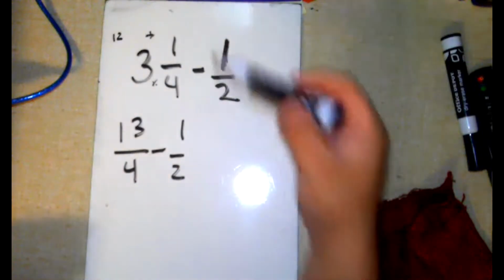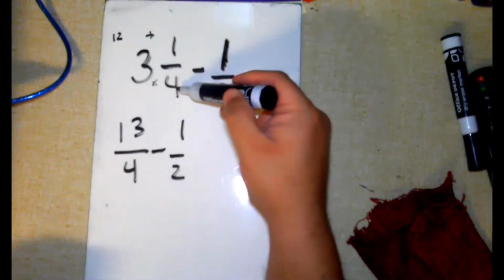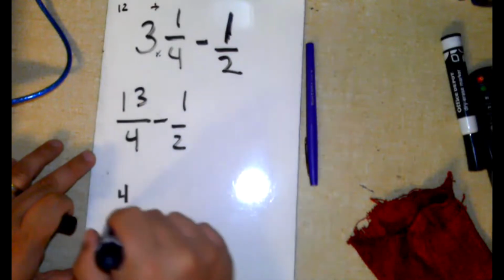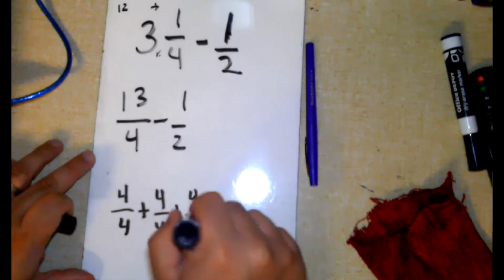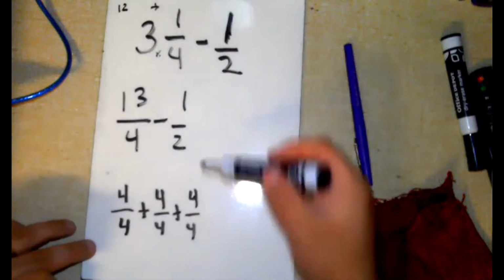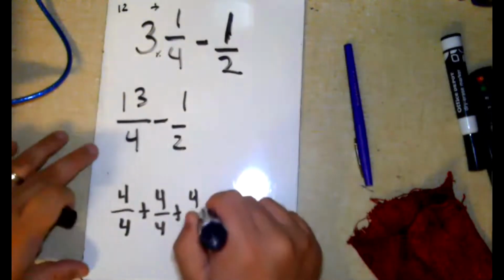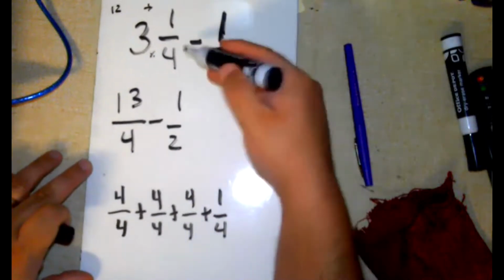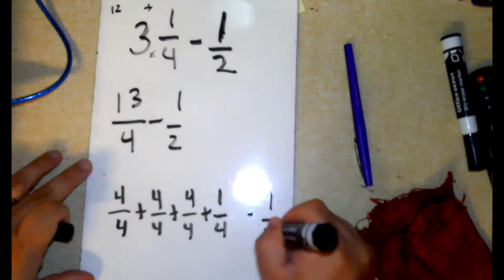Now, what did you notice we have here? We have 3 wholes, and what's our fraction? 4. So let's go ahead and write it out. 4/4 plus 4/4 plus 4/4. So we got 3 wholes: 1, 2, 3. And we got that 1/4 plus 1/4. So that's what we have right here, and we're going to subtract 1/2.